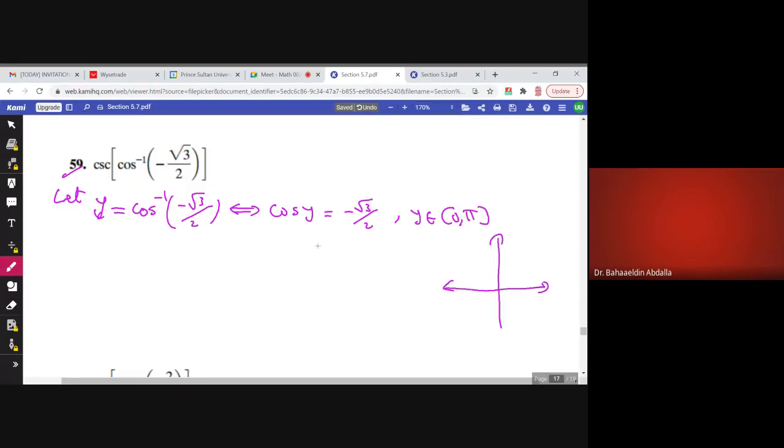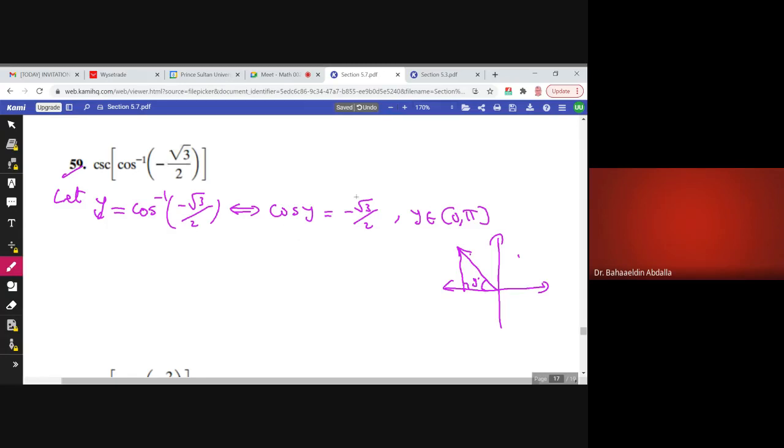Now, either this angle y is in the first quadrant or in the second quadrant, but cosine is negative. So the angle y is in the second quadrant, and this angle is the reference angle of y, okay? The reference angle of y. And the six trigonometric functions of y would be equal to plus or minus the six trigonometric functions of the reference angle y prime. All right.